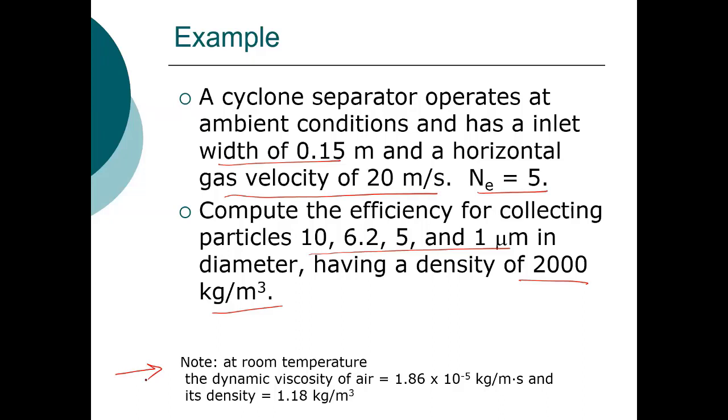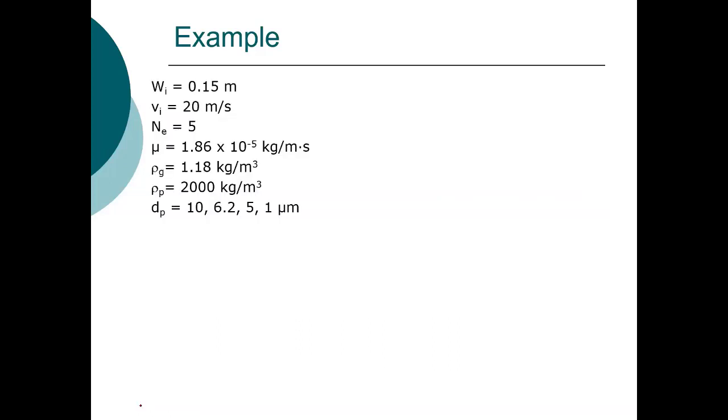So the dynamic viscosity is 1.86 times 10 to the minus 5 kilograms per meter second, and the density is 1.18 kilograms per meter cube. So that's the viscosity and the density of the gas stream. Just provided all of the data here in a written form. It's just the data that I just provided. And the efficiency for a plug flow system is equal to pi N sub e v sub i d p squared, density of the particle minus density of the gas, divided by 2 w i, the width times the viscosity.